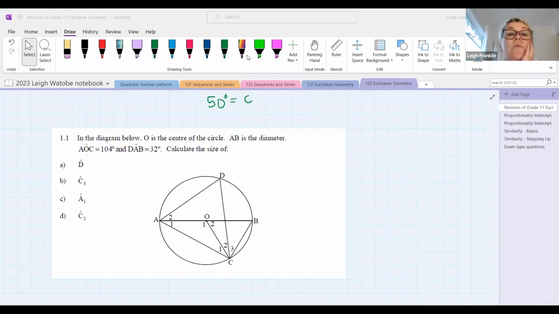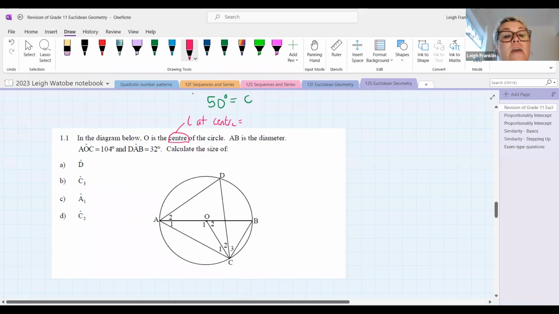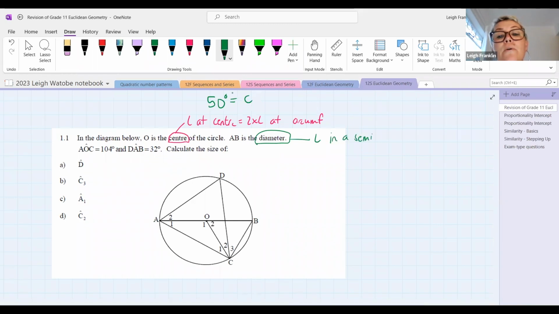So straight away, when we see these clues, we need to start trying to link these things to stuff that we already know. So when we see the center of the circle, we say to ourselves, maybe we've got angle at center equals 2 times angle at circumference. If we see the word diameter, then we start thinking about angle in a semicircle. So it's important to read the clues and link them to something that you already know.